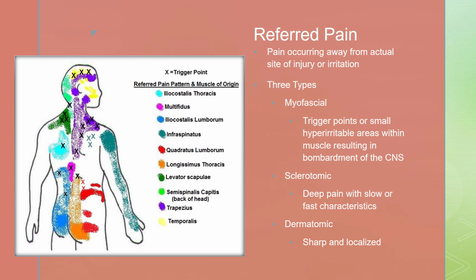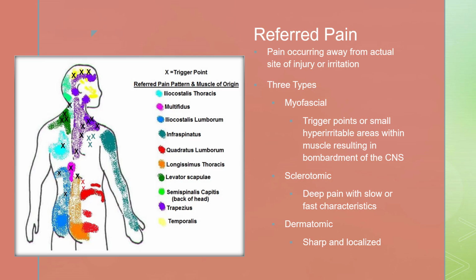Referred pain may elicit motor or sensory responses. There are 3 types of referred pain: myofascial, sclerotomic, and dermatomic. Myofascial pain appears as trigger points of small, hyperirritable areas within muscle, resulting in the bombardment of the central nervous system. Both acute and chronic pain can be associated with myofascial trigger points.